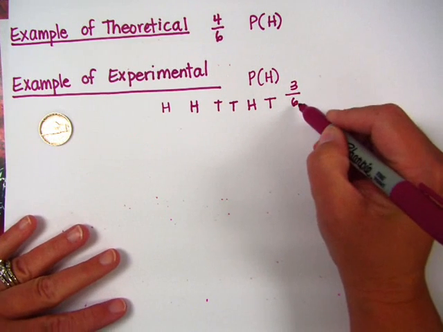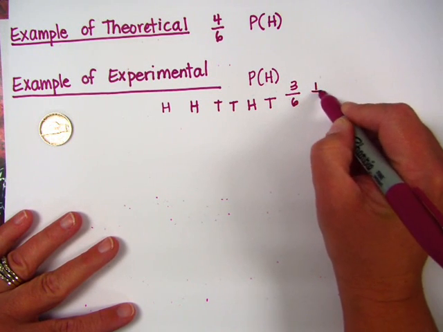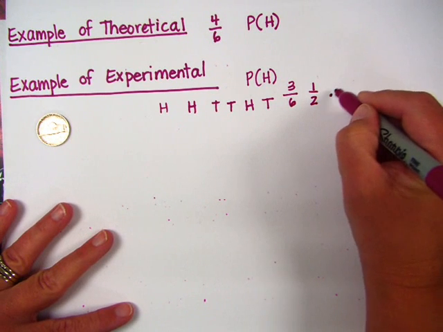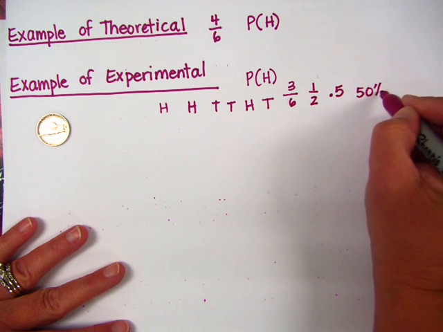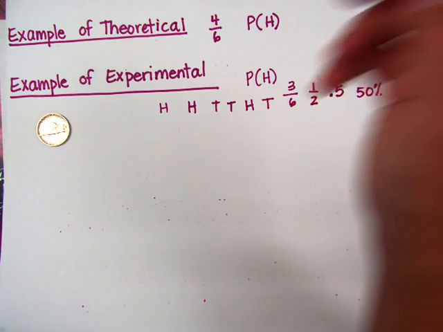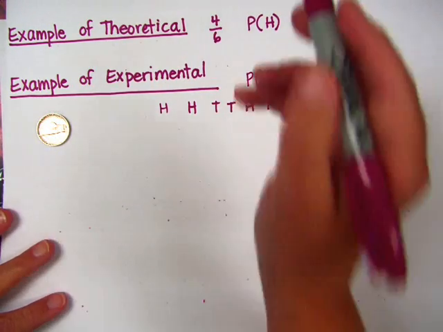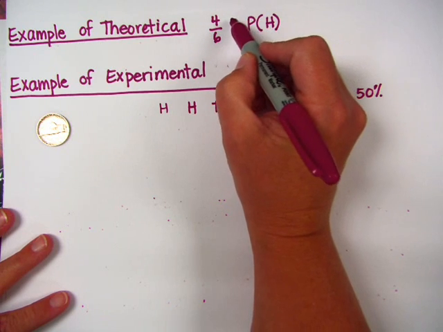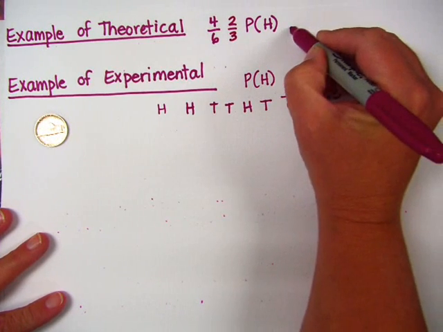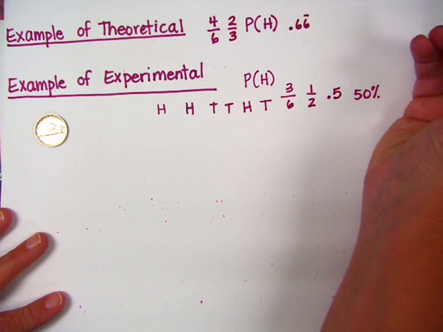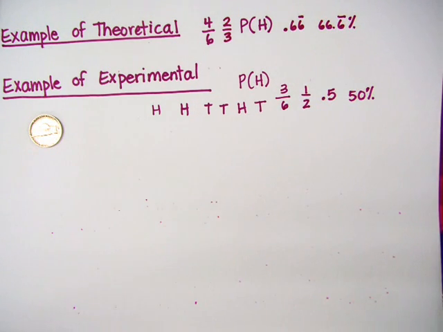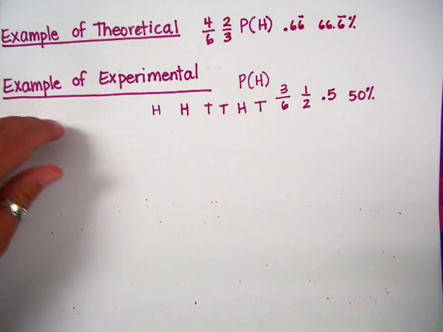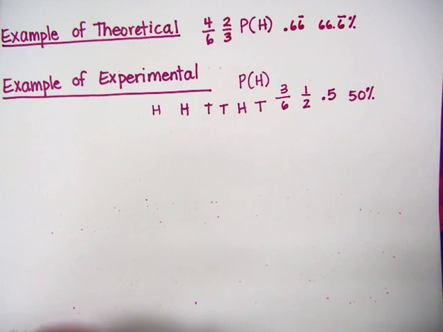So writing that as a ratio, 3 to 6, or it could be simplified to 1 out of 2, which is a half, 0.5 as a decimal, or 50% as a percent, because we can write it all three ways. On the one up here where we were doing the theoretical, 4 over 6, both divide by 2, so we end up with 2/3. As a decimal that would be 0.66 repeating, and as a percent, 66.6 repeating percent. So you can write it multiple ways. But that's just a quick example of theoretical and experimental, the difference between the two.